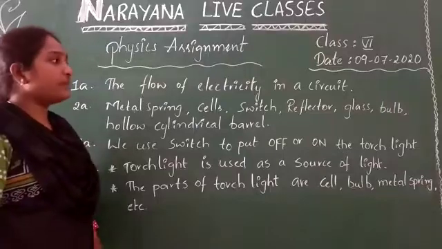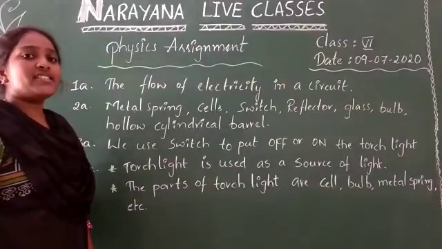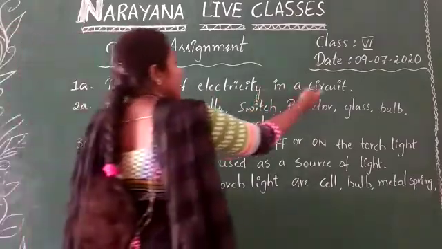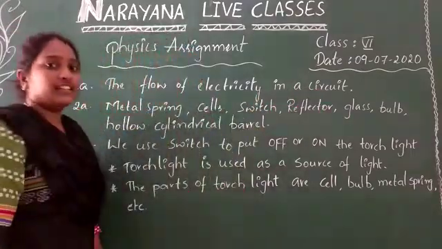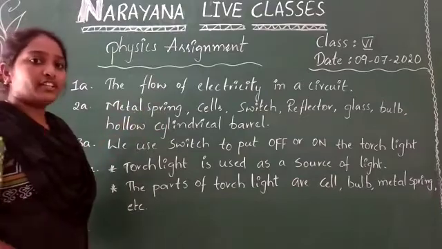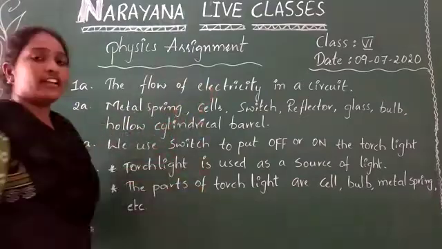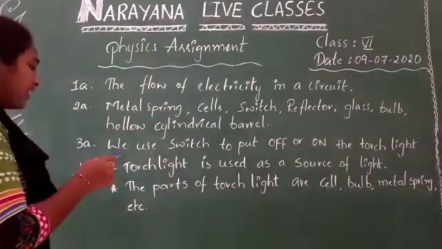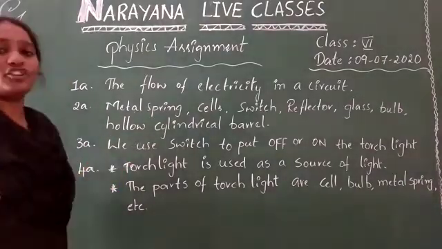In our today's assignment, the first question is what is current? The flow of electricity in a circuit is called current. And the second question is name the inner parts of a torchlight.